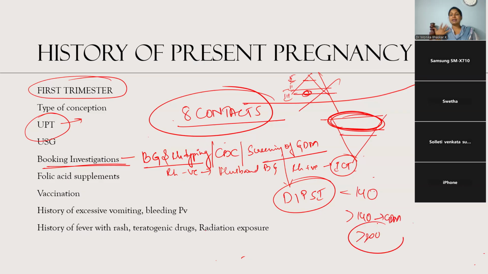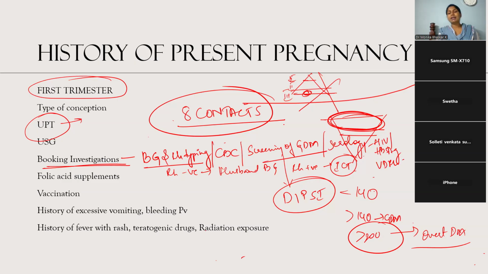If it is more than 200, it is one of the characteristics of overt diabetes mellitus which has been masked previously or not checked during her pre-conceptional period. So that is why screening of GDM is important. The next important investigation is the serology. So what all we have to do? We have to do HIV testing, HBsAg testing, and syphilis in the form of VDRL.